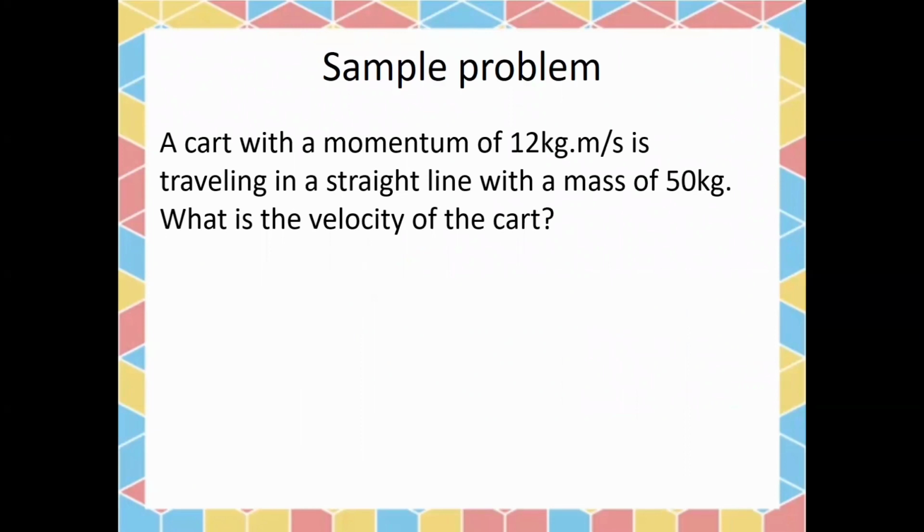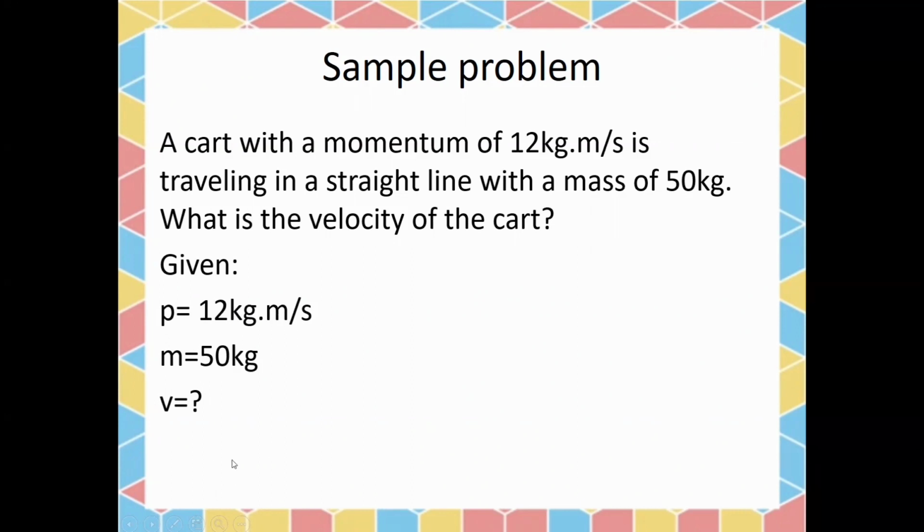A cart with a momentum of 12 kilogram meter per second is traveling in a straight line with a mass of 50 kilogram. What is the velocity of the cart? So first, write the given. So you have a momentum of 12 kilogram meter per second and a mass of 50 kilogram. Now let's compute for velocity.